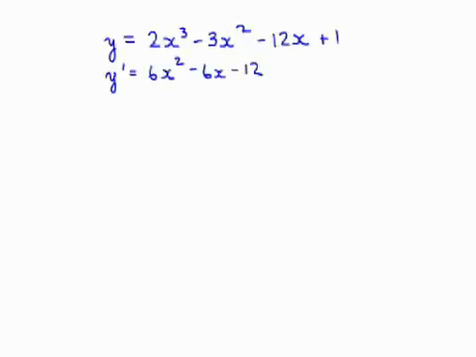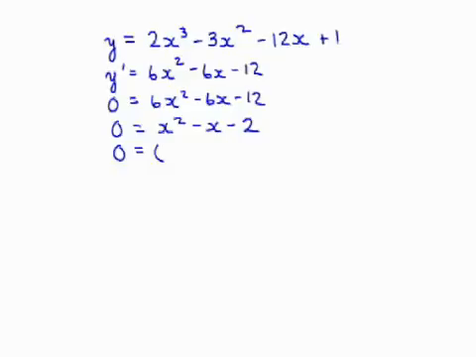And we set that derivative equal to 0. What you'll notice is that we can divide everything on both sides of the equation by 6 so that we end up with 0 equals x squared minus x minus 2. This quadratic equation can then be factored by inspection, and we can solve for x, and x is equal to 2 and x is equal to negative 1. So these are the x coordinates of my critical points.